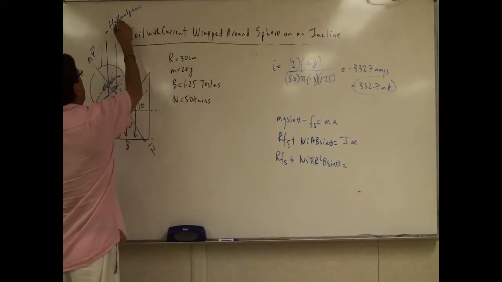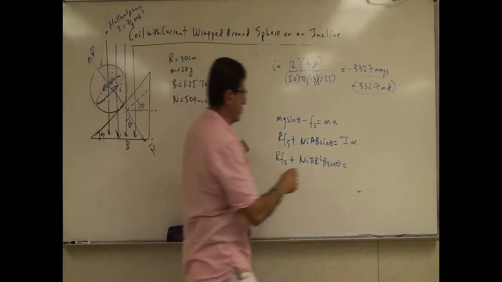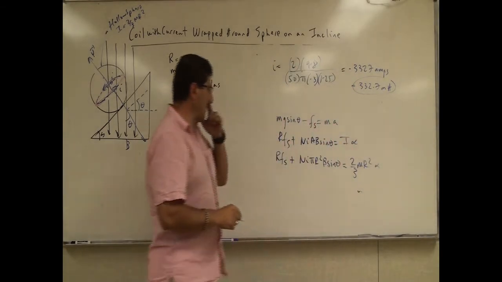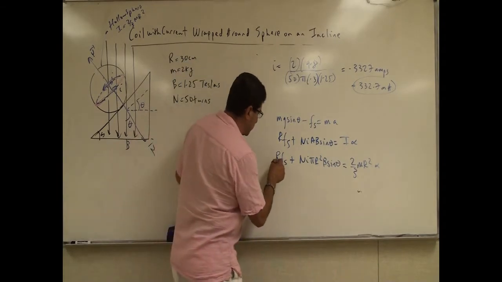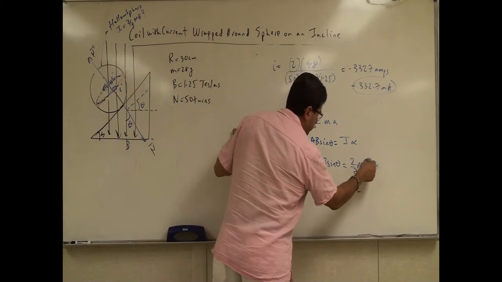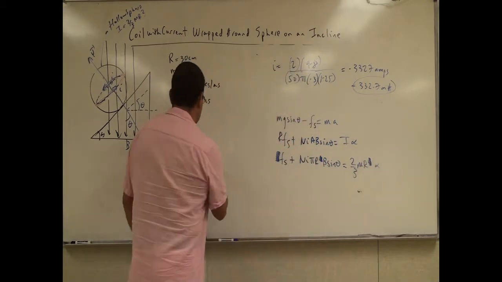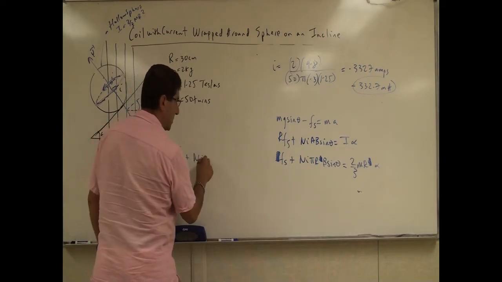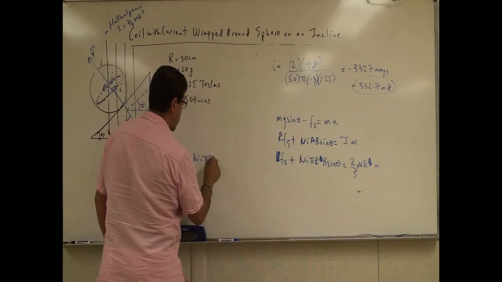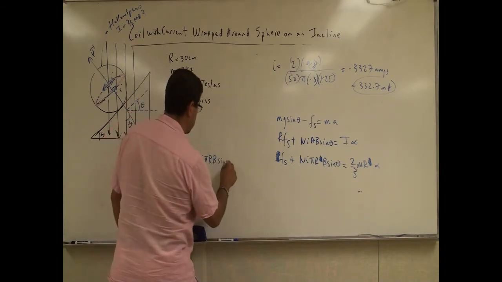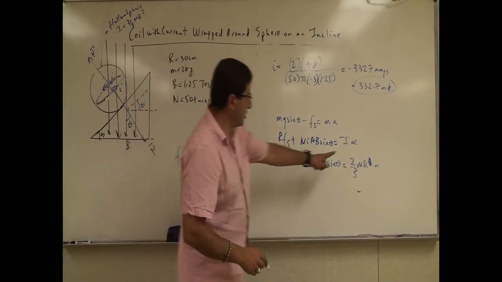And then the moment of inertia would be 2/3 mr squared. So you put here 2/3 m r squared alpha. Then what happens? One of the r's cancels with one of the r's here, and then cancels with one of the r's here, right? So then you get Fs plus Ni pi r b sine theta is equal to 2/3 m.